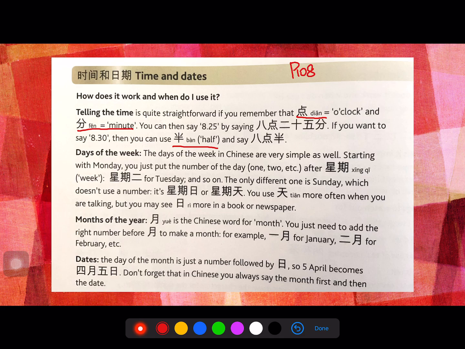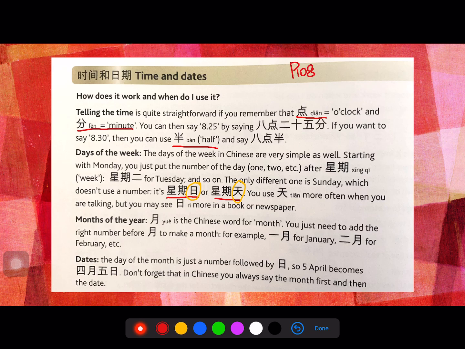Days of the week. The days of the week in Chinese are very simple as well. Starting with Monday, you just put the number of the day, like 1, 2, 3, etc. after 星期 week. So 星期二 for Tuesday and so on. The only different one is Sunday, which doesn't use a number. It's 星期日 or 星期天. You use 天 more often when you are talking and you use 日 more in a book or newspaper. This is probably because 天 is easier to pronounce. So when we speak, we say 星期天. But 日 is more formal, so when we write 星期日.